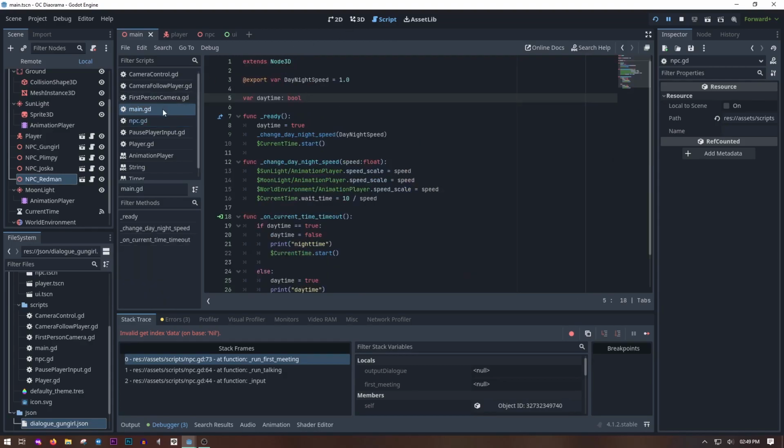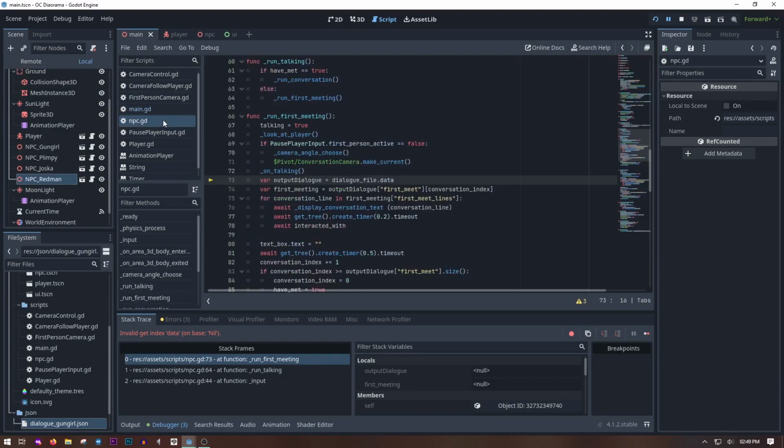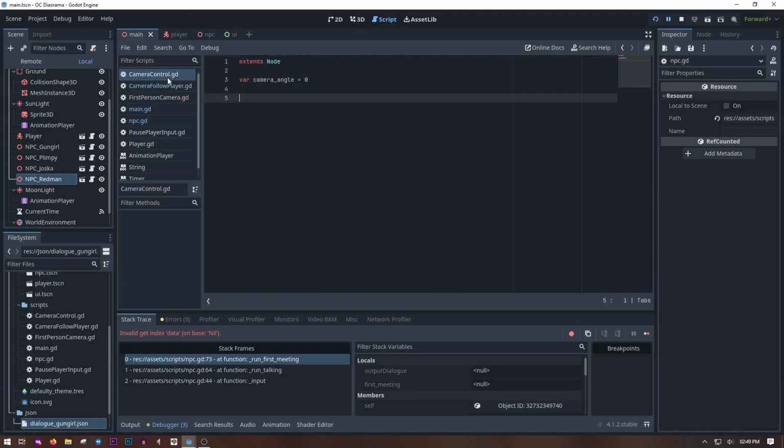Okay, so that's going through the main. Let's go through... NPC is very big. Let's go through the camera follower, camera control.